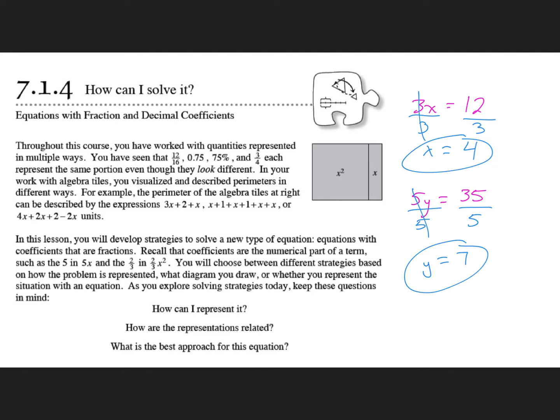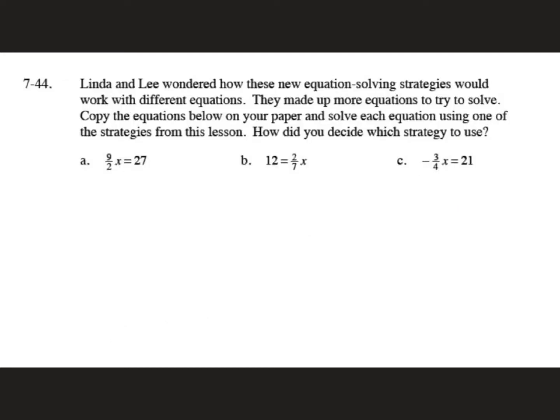All right, so that's just an introduction into what we're going to be talking about today, so that you have the understanding of what it is that we're going to be looking at. All right, so let's start with A. We have 9 over 2 x is equal to 27.